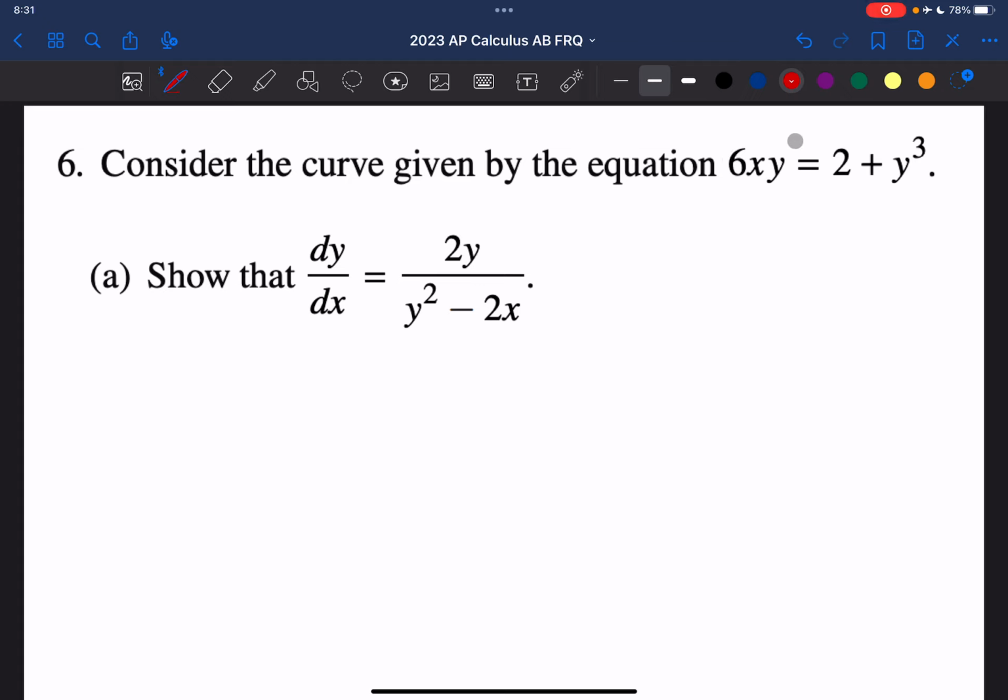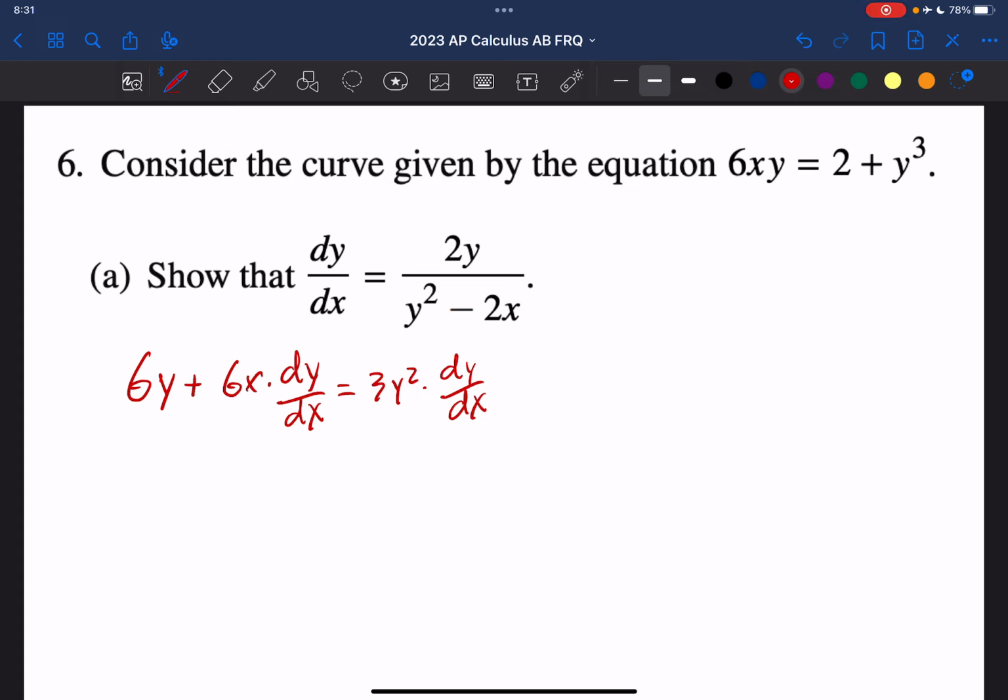On the left, we're going to need to use product rule. So if I take the derivative with respect to x, x will just go away. So we have 6y, and then we have 6x times dy/dx. The 2 is a constant, that will go away. Y cubed becomes 3y squared times dy/dx.